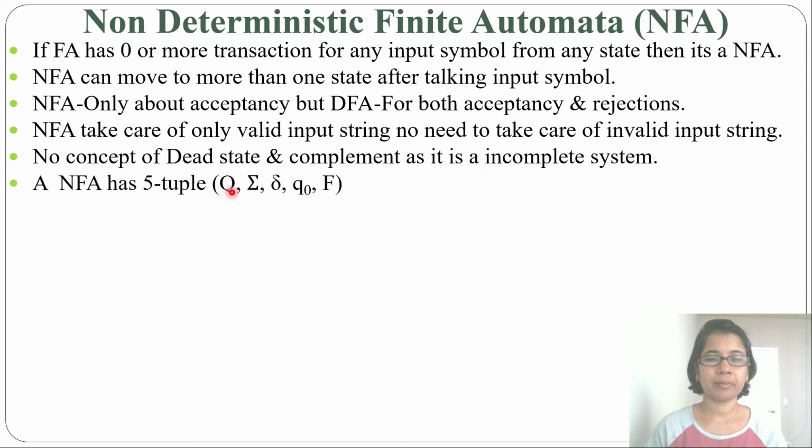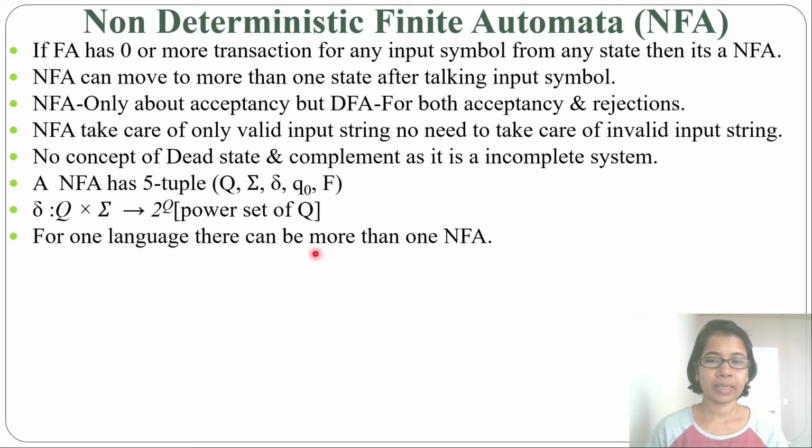NFA has a 5-tuple: Q, sigma, delta, Q0, F. Q is the set of states, sigma is the input alphabet, Q0 is the start state, F is the final state. These are the same as the DFA, but delta is a little bit different. Delta is Q cross sigma to 2 power Q. 2 power Q means it is the power set of Q, it can be more states. It is not one state, it can be more than one state. So by taking input symbol, it will go to more than one state, or you can say a set of states.